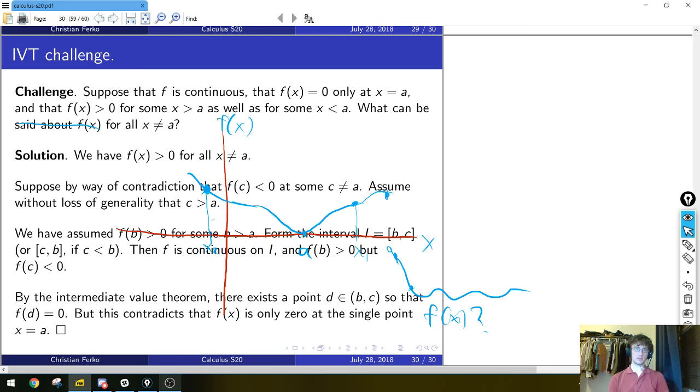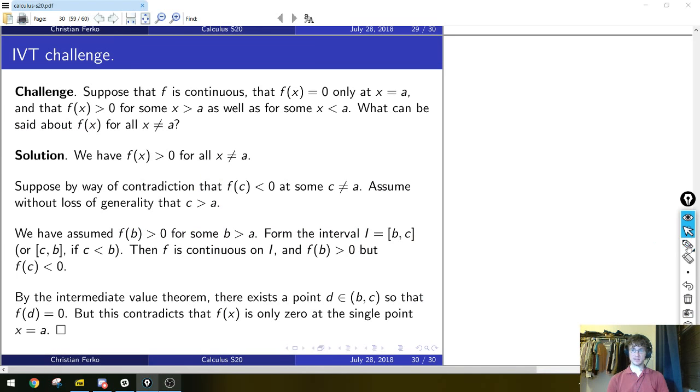Good. So here's the proof, and it's the last slide. Here's the claim. This isn't proving anything; this is what we want to show. We're going to prove it's positive everywhere off a. To prove it, suppose by contradiction it were negative at some other point besides a. So here's a. Suppose by way of contradiction that at c it's negative. And c can be anywhere we want, but without loss of generality, suppose c is greater than a. So c is over here.